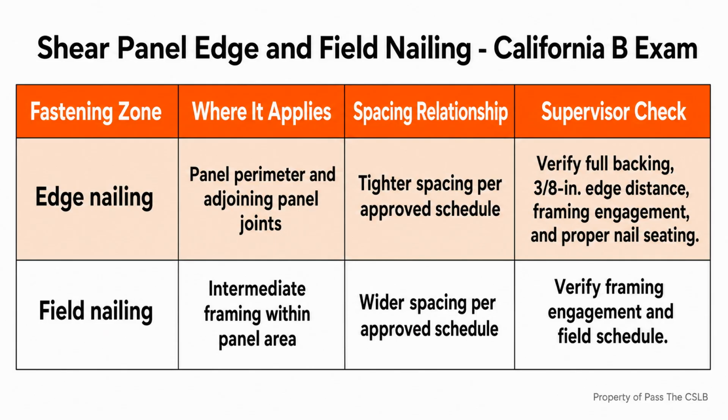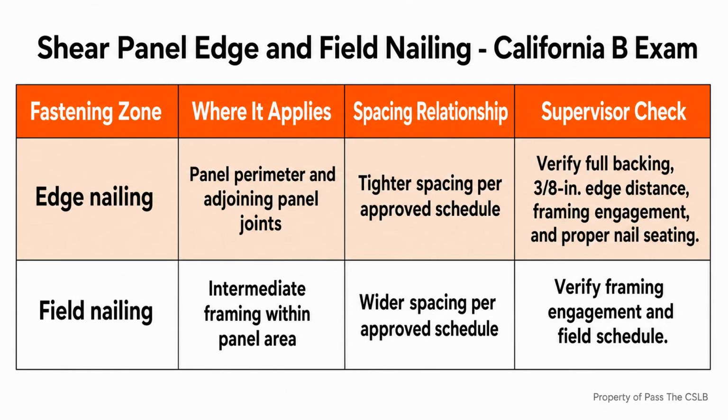Suppose a crew snaps a chalk line too close to the panel boundary and runs the nailer quickly. Adding more nails along that same bad line does not correct the geometry. It can create more damaged panel edge and more congestion in the framing. The better supervision move is to catch the line before production nailing, and if the defect already exists, stop and obtain the approved correction rather than improvising.